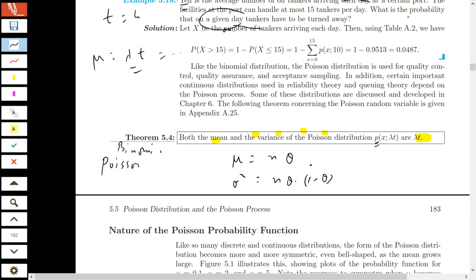So now n is approaching infinity, theta is approaching zero. The product is simply mu, but mu we already know is lambda times t. Now how about this? When theta is approaching zero, 1 minus theta is approaching 1. So for Poisson, the variance and the mean are both the same.